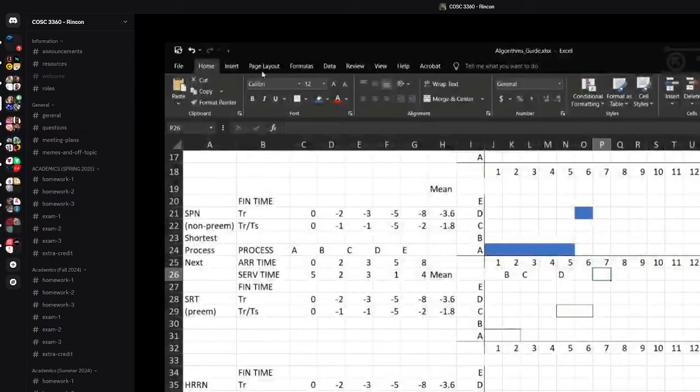But anyway, so at time 6, only B and C are left in the queue, because process E has not gone in yet. So right now between B and C, which one is shorter? Well, it's B, because 2 is smaller than 3. So now we need to run B.